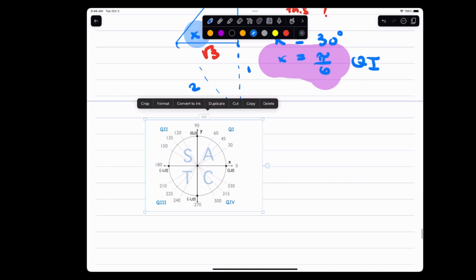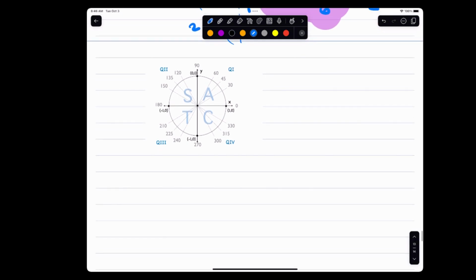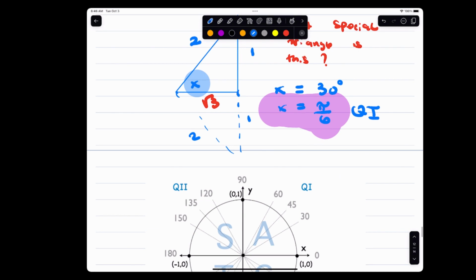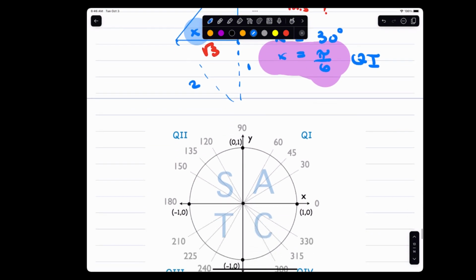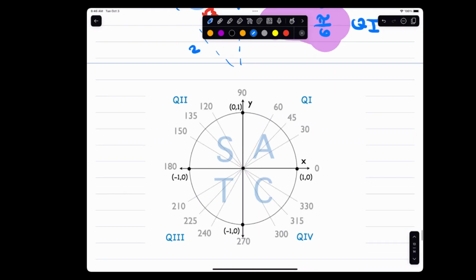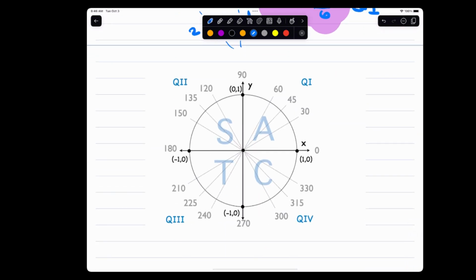All students take calculus, ladies and gentlemen. Okay, so x is pi over 6, quadrant 1. What other quadrant? And pi over 6 we said was what, 30 degrees? All right, so what other quadrant, ladies and gentlemen, is sine positive 1/2? Do you guys want to know? It's quadrant what?